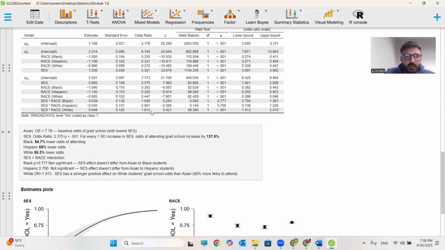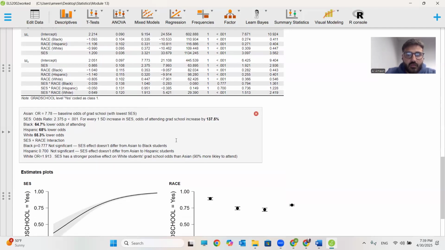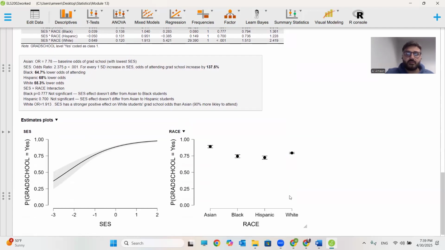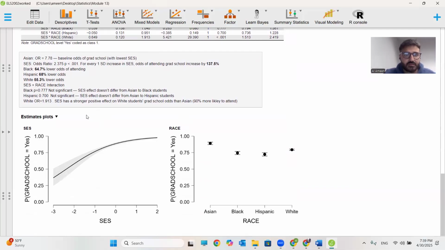And this is where we look at the odds ratio, and we have an odds ratio of 1.9. It's basically telling me if you're a White student and you increase your SES by 1 standard deviation, your chances are 91% higher to attend grad school compared to Asian students. This is my interpretation of the data set.